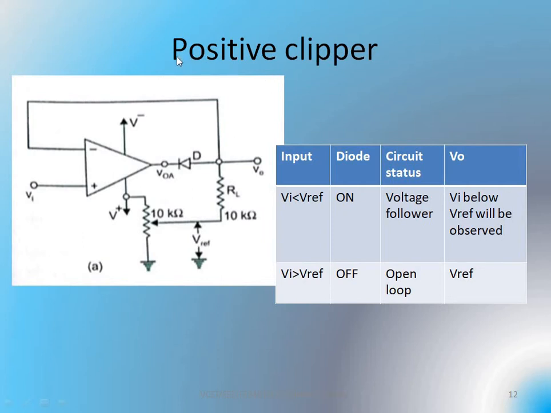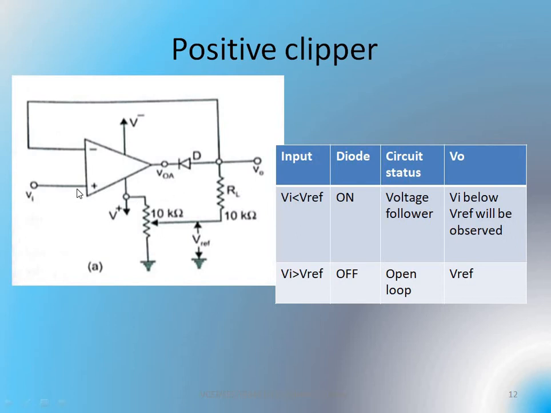Here you can find that I have shown a positive clipper circuit. The positive clipper circuit receives its input at the non-inverting terminal. This circuit is closed via a diode which is connected in the reverse direction, and the circuit is going to act as a voltage follower circuit.